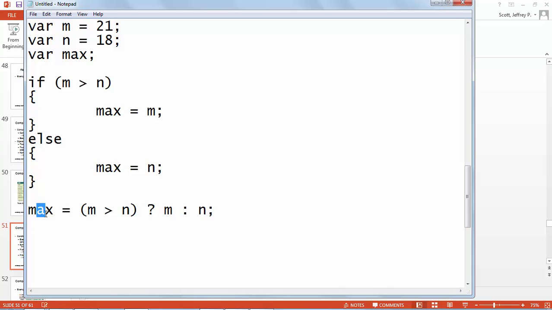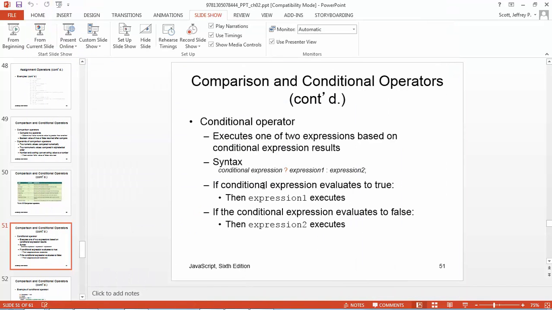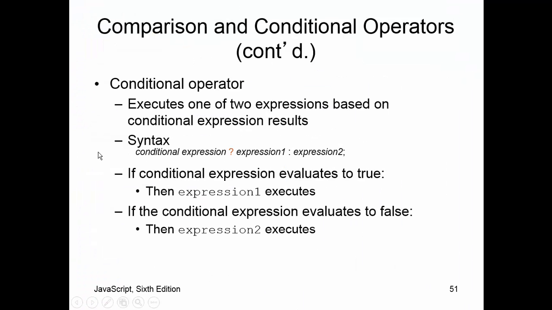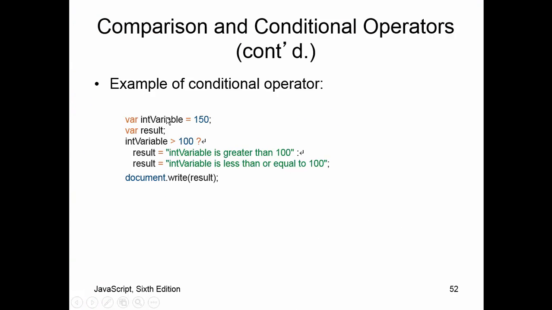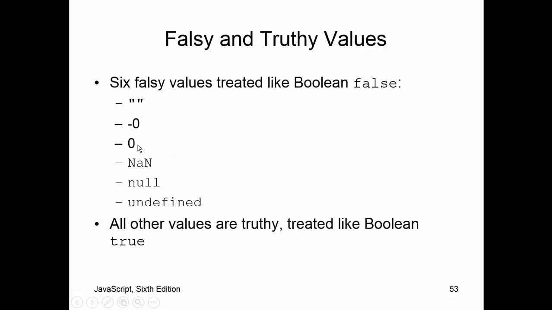It's called the question mark colon operator. It's also called the ternary operator because it actually requires three different operands. There's their example. It's probably no better or no worse than what I just gave you.